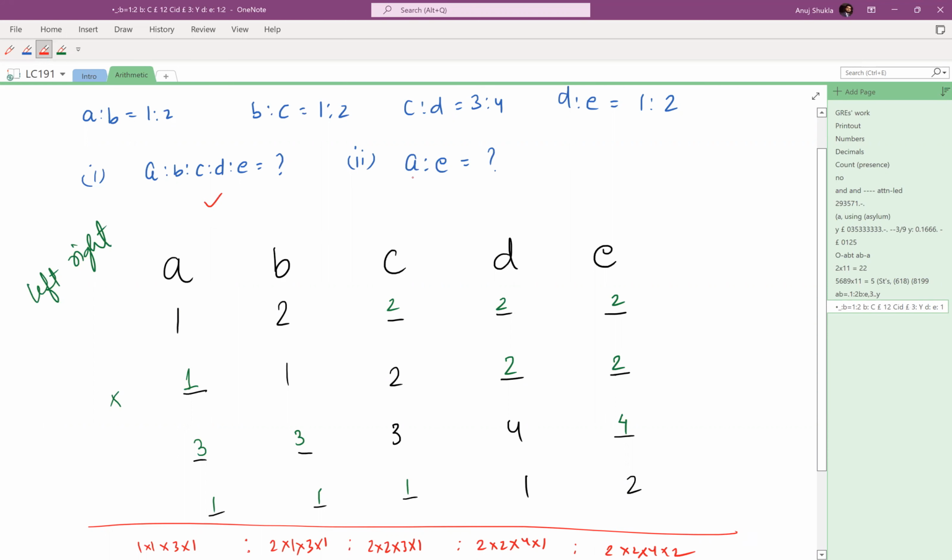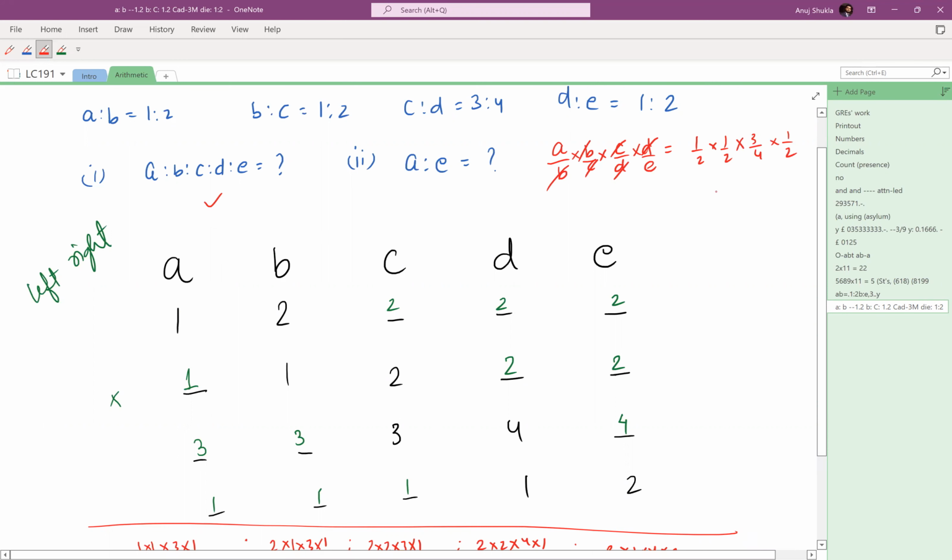For the second one, what do you need to do? If A by B into B by C into C by D into D by E, if you multiply, what will happen? This one gone, this one gone, this one gone. Put all the values: 1 by 2, 1 by 2, 3 by 4, 1 by 2. This will give you the value of 3 by 30. So if you have to find the ratio of first and last, you just multiply all the ratios, provided all the ratios are in cyclic form.